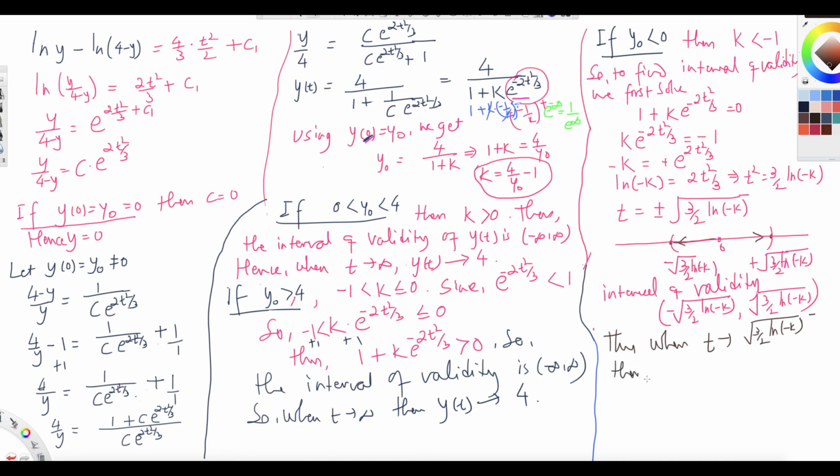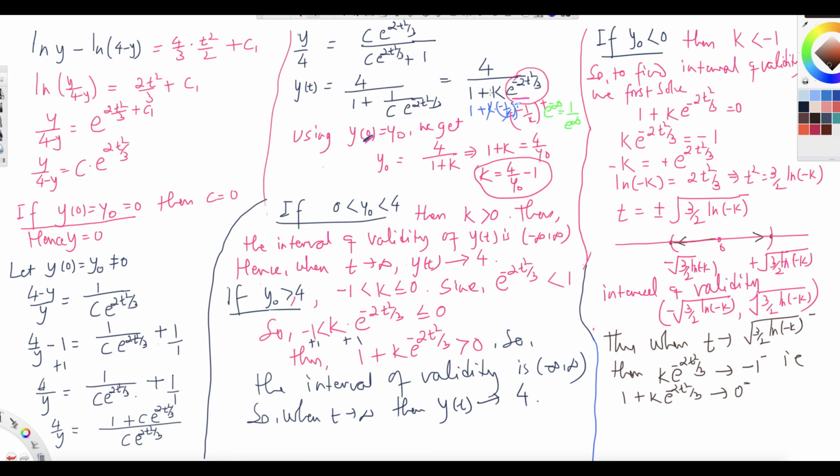Then k e to the negative twice t squared over 3 is going to -1 from the smaller values, meaning -1.1, -1.001, -1.0001, and so on. In that case, the whole denominator, 1 plus k e to the negative twice t squared over 3, goes to 0, because you can add 1 on both sides. It is going to 0 from the negative values.